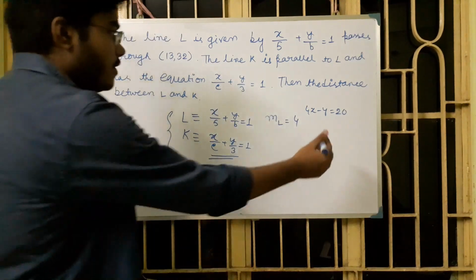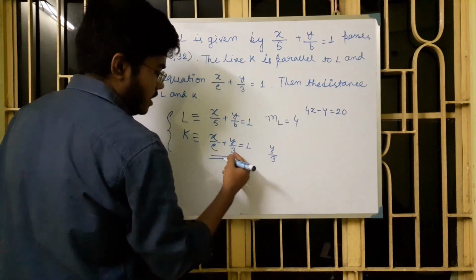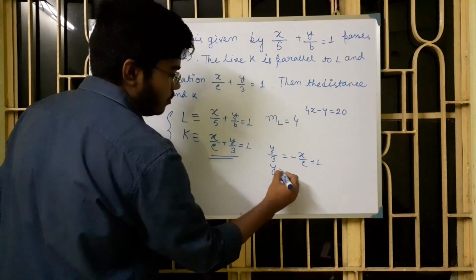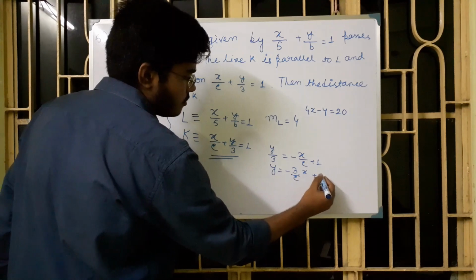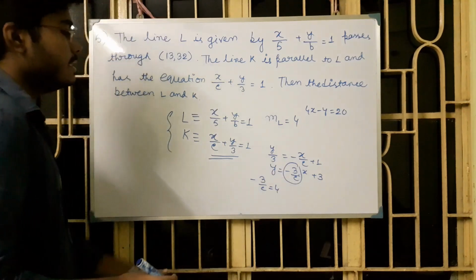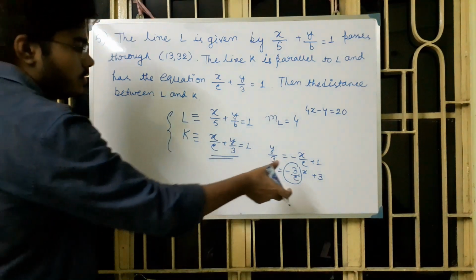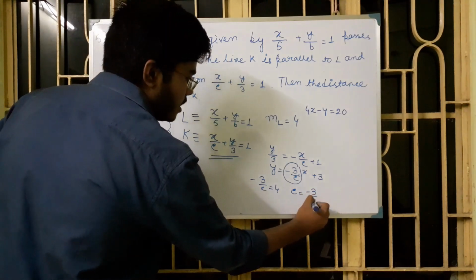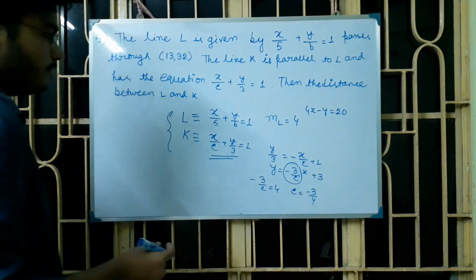Okay, so 4x minus y equal to 20, and this is x by c, that means y upon 3 is equal to minus x upon c plus 1, and y equal to minus 3 by c into x plus 3. So minus 3 by c equal to 4. This is the m, as this straight line is parallel to this straight line. So the slope will also be equal. So c equal to minus 3 upon 4.